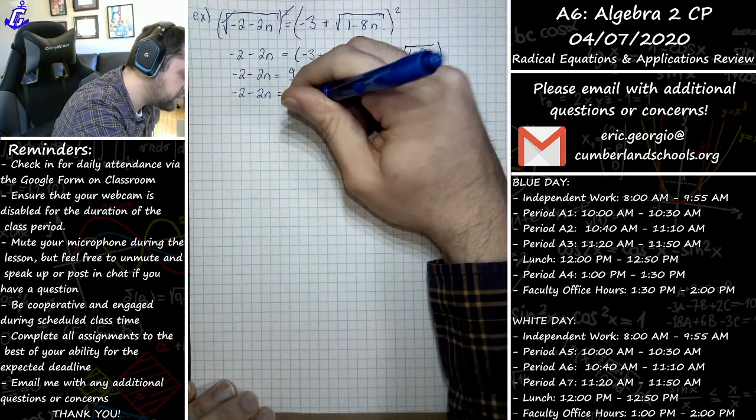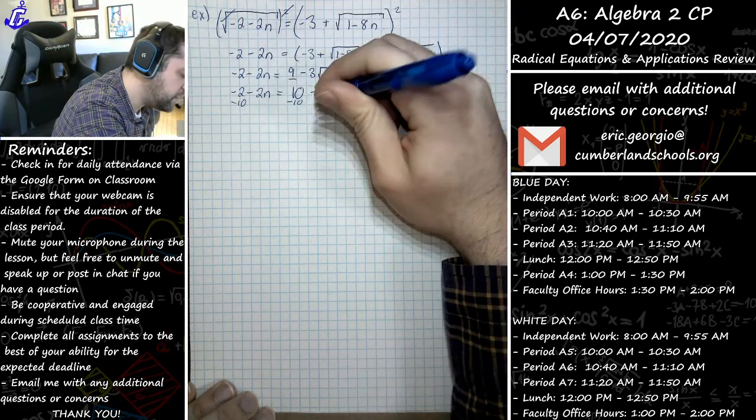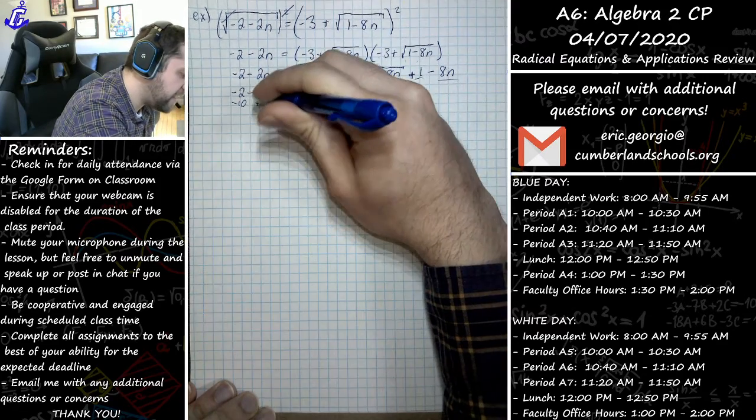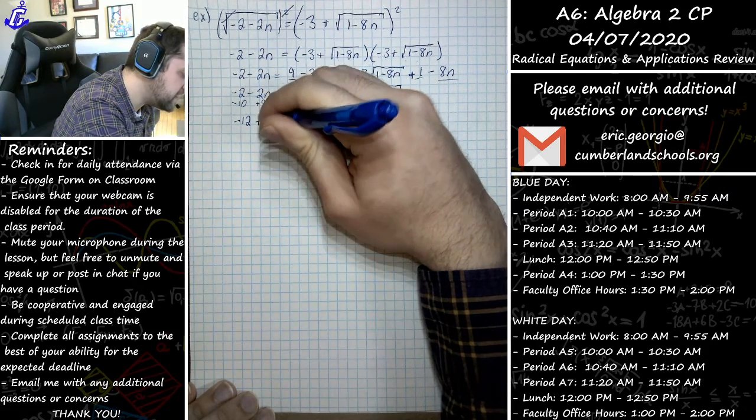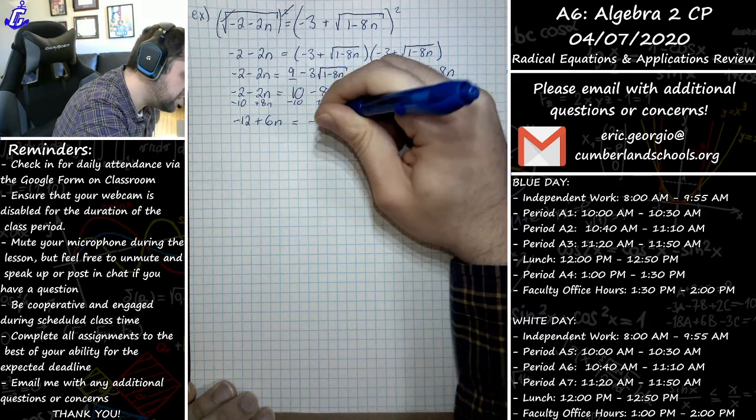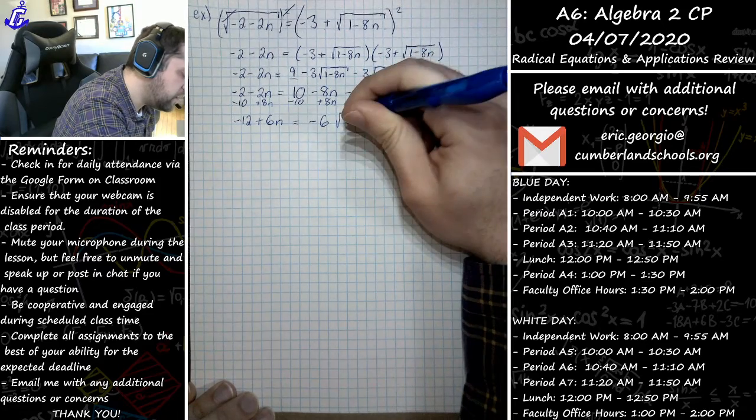All right. Now I have one radical, so I want to isolate that radical by moving everything else over to this side. Let's subtract 10. Let's add 8n just to get that radical by itself again. I get negative 12. Here we get plus 6n is equal to negative 6 times the square root of 1 minus 8n.